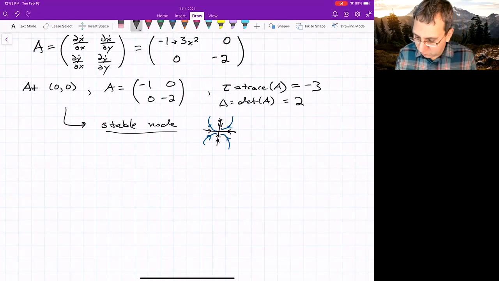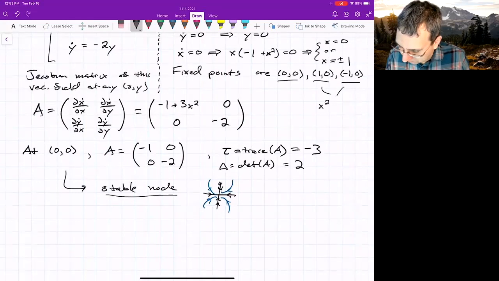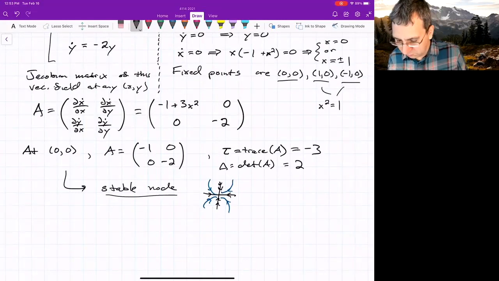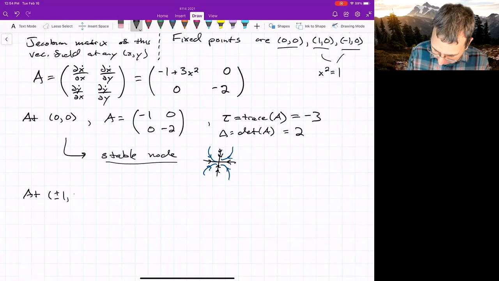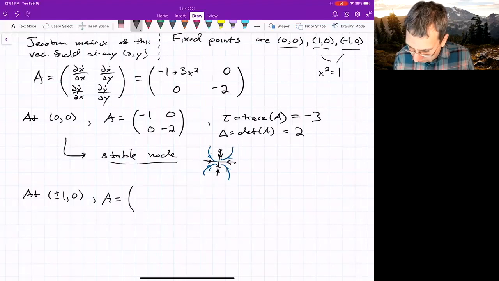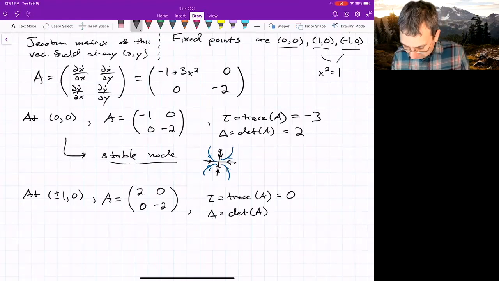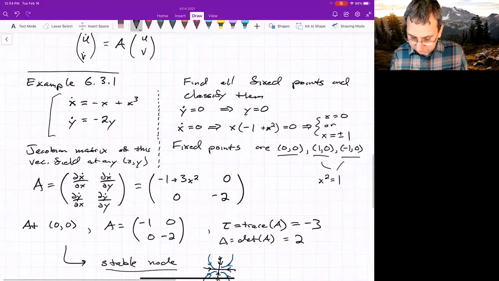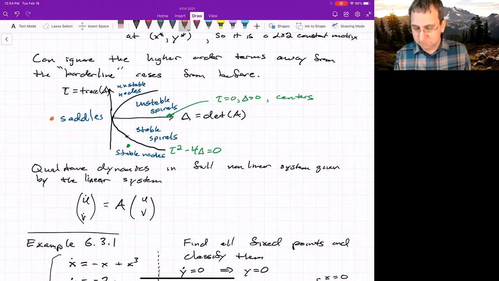What about the other points? We can lump the other two together because x squared is the same for both. X squared is just equal to 1 for both. So what does that give us? At plus or minus 1, 0, A equals, what is this? Negative 1 plus 3. So we get 2, 0, 0, negative 2. The trace of A equals 0, but the determinant of A is negative 4. So going up here, trace is 0, determinant is negative 4.